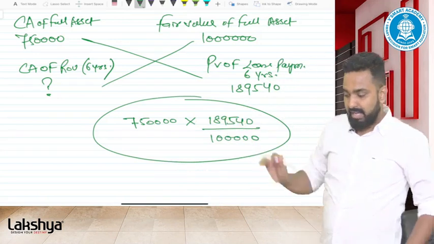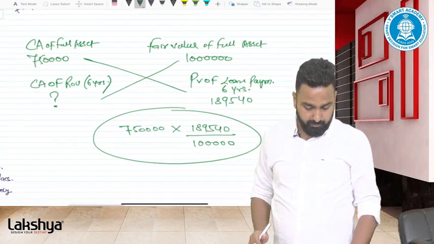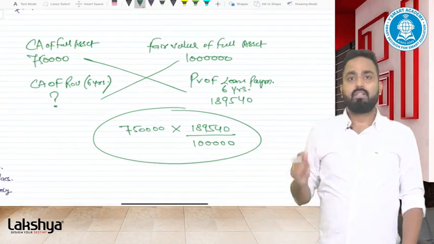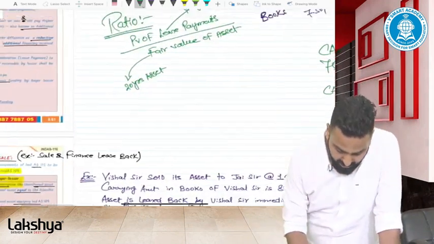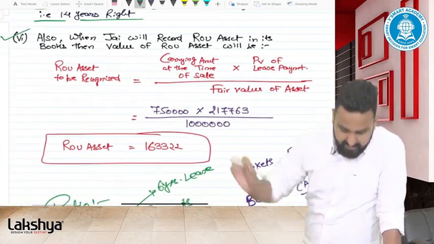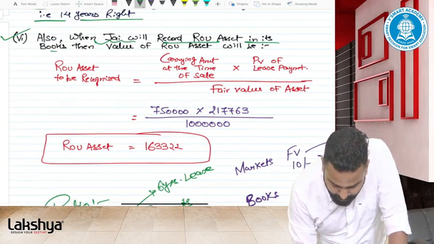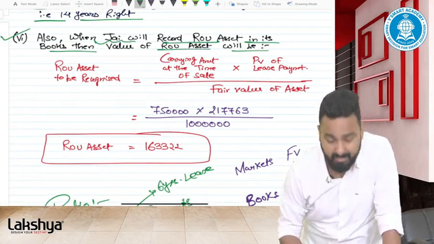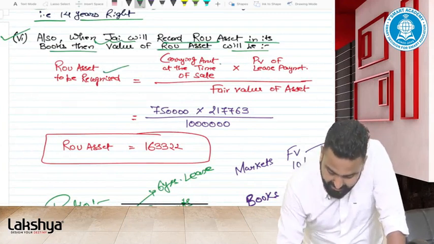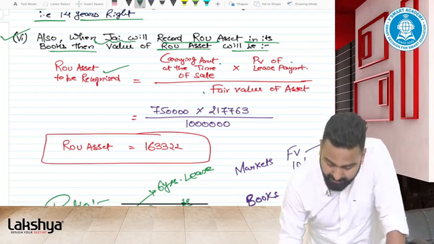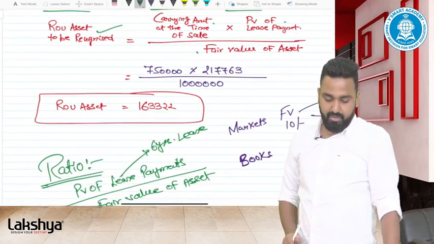So now tell me, have you understood clearly or not, the logic behind the value of ROU? Read this once again. Jay will record the ROU asset in its books, then the ROU asset to be recognized is carrying amount into present value of lease payment divided by fair value.